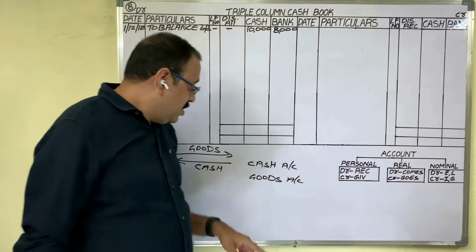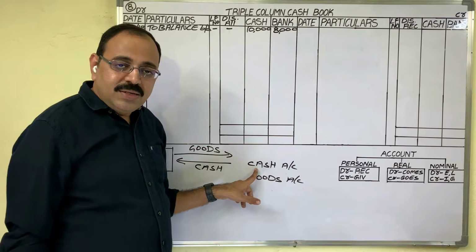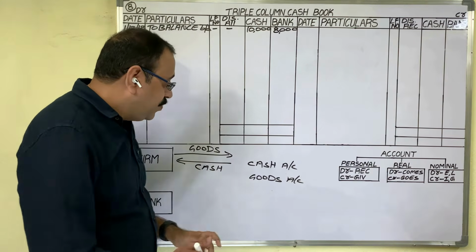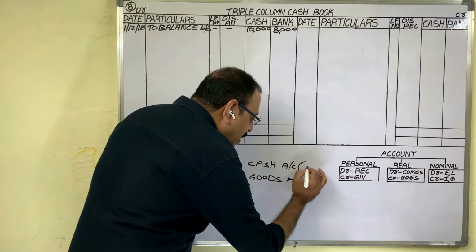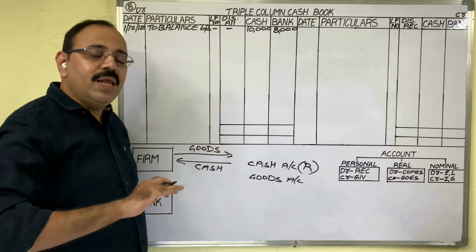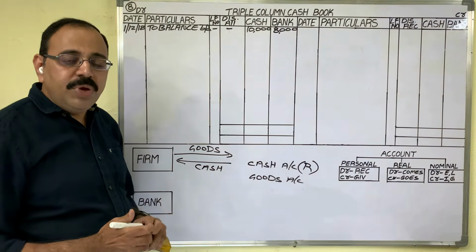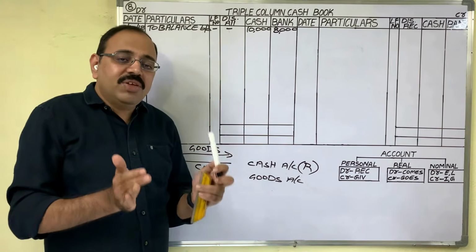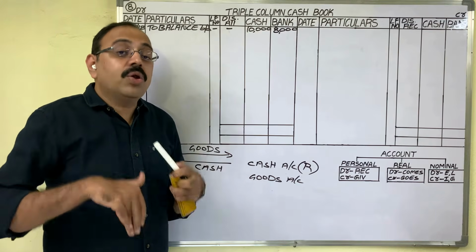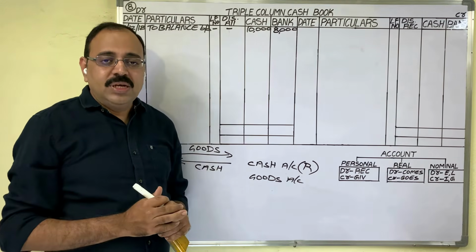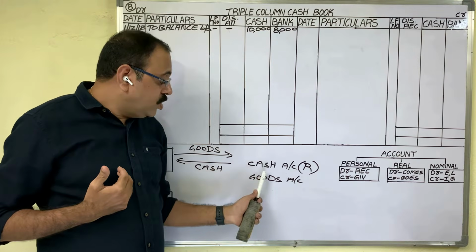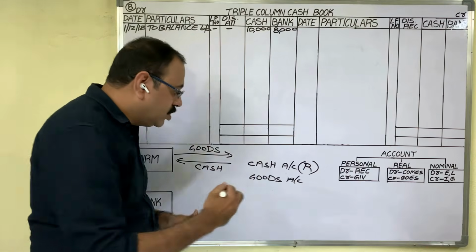account. Cash is an asset. All assets come under real account. So cash account is a real account. Goods account is also a real account, because goods means the articles with which we do business, the articles which we are going to sell to the customers. These articles are assets to us. Therefore, goods account is also a real account.